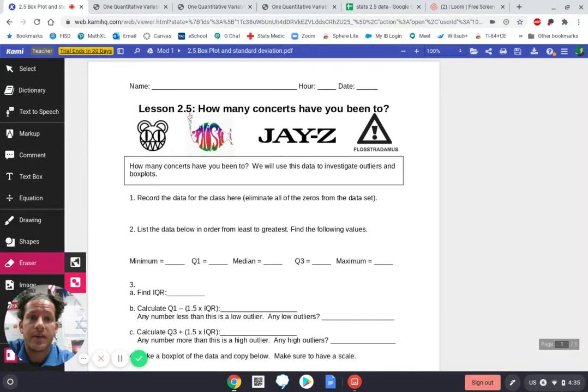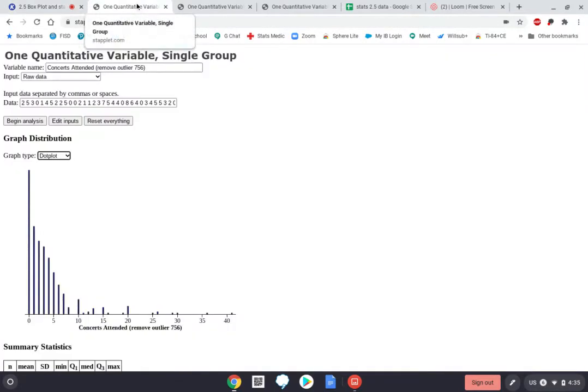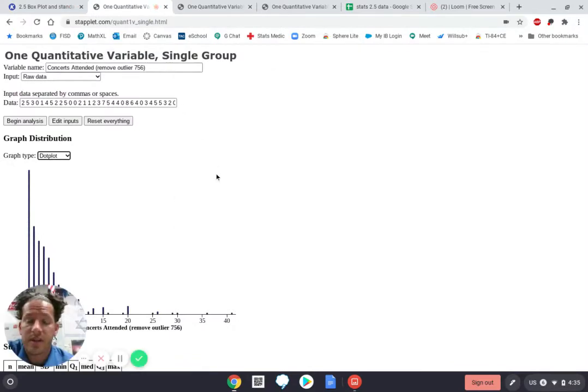We were able to use that data. With all the data, I did find that somebody had been to 756 concerts. That's awesome. However, you are an outlier. So in order to make our graph look okay, I kind of removed you from the data. Apologies.